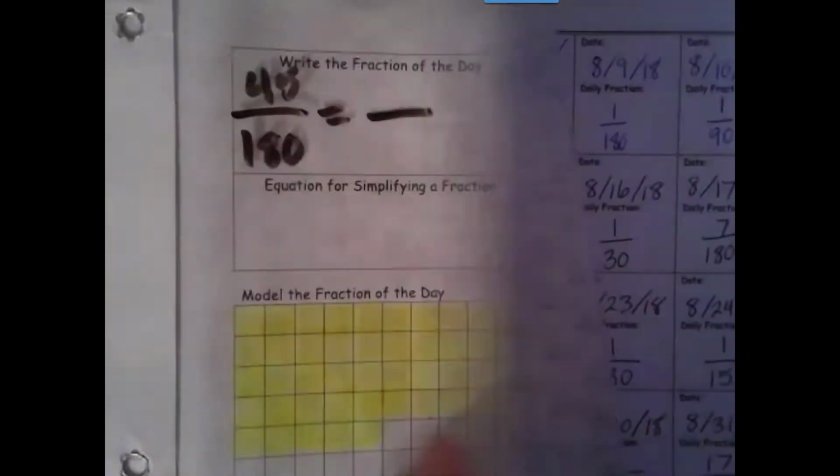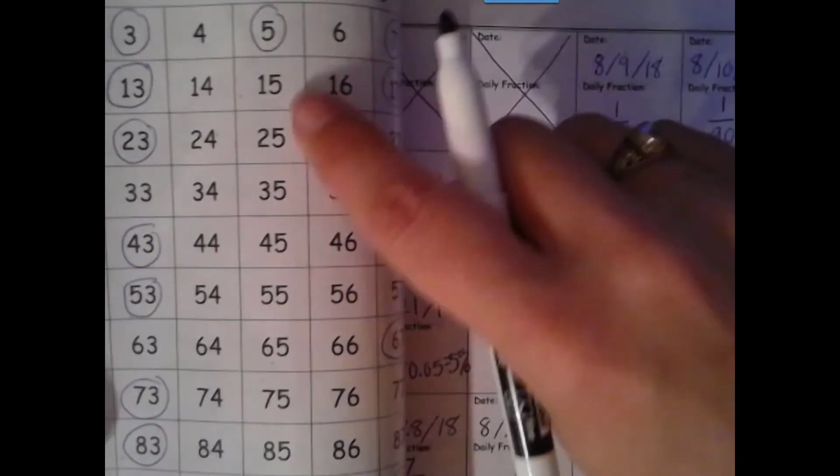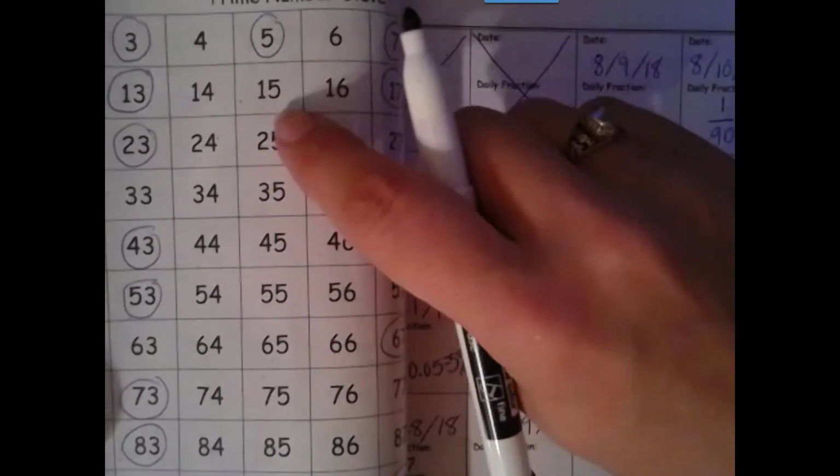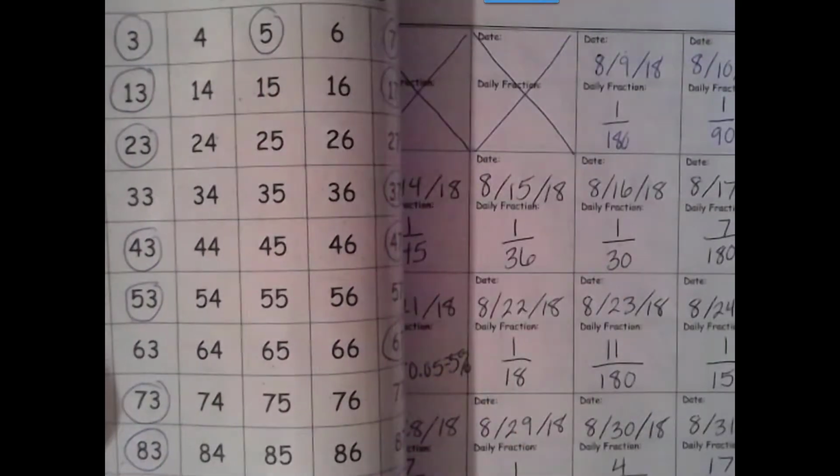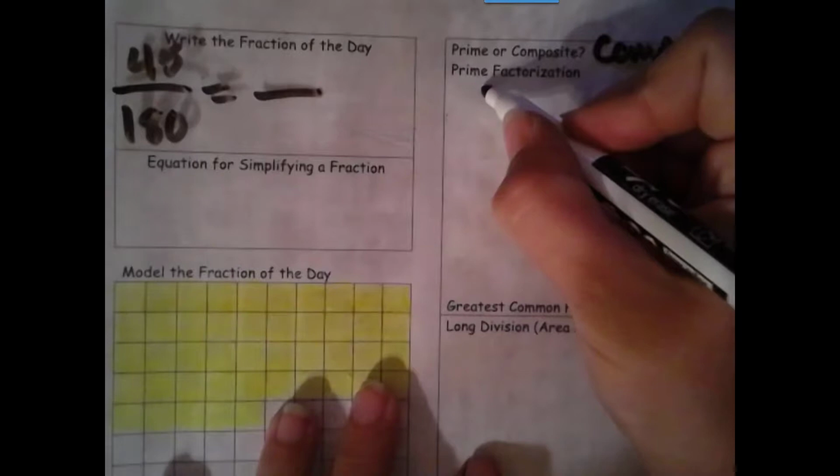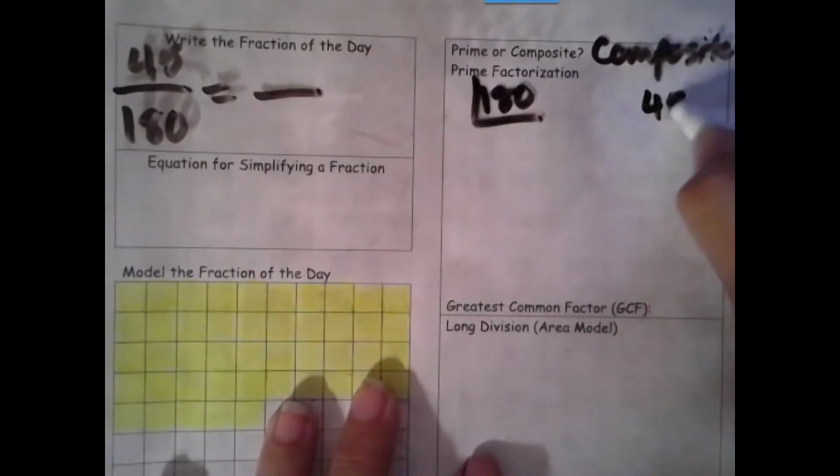And if you're not sure, you can always look. Here, none of the ones that end in 5 except 5 are circled. So 45 is composite. That means we need to do the prime factorization for both our denominator and our numerator.